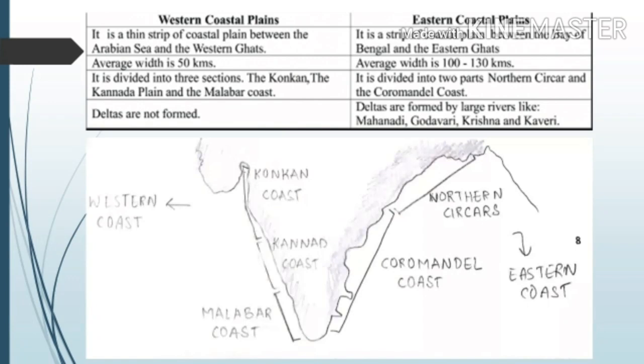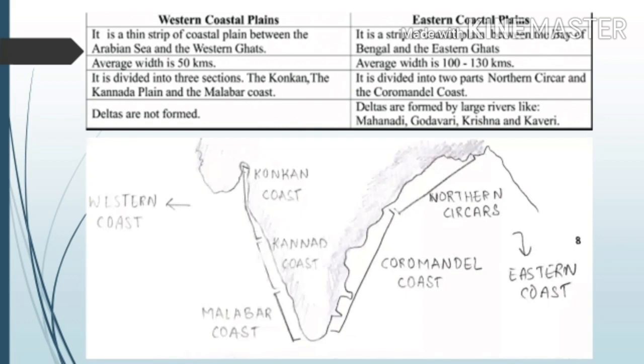The western coastal plains is a thin strip of coastal plains between the Arabian Sea and the Western Ghats. It is narrower. Its width is approximately 50 kilometers. It is divided into 3 sections, the Konkan, the Kannada Plains and the Malabar Coast. Also, the shallow saltwater lakes found here are known as lagoons. Here we cannot find deltas.